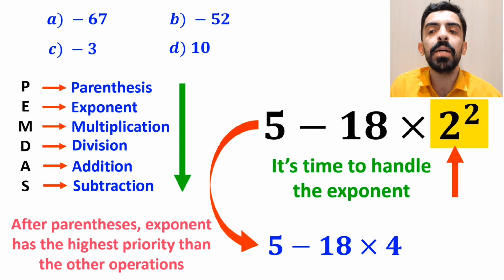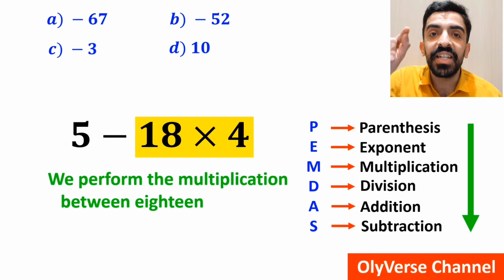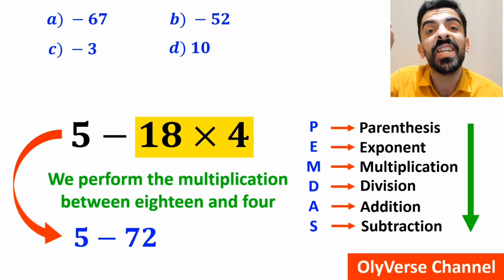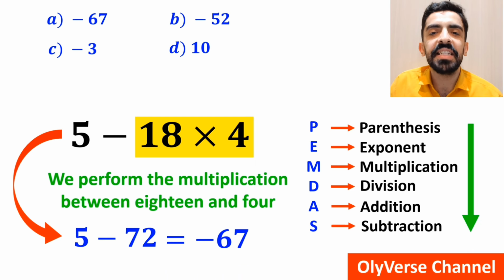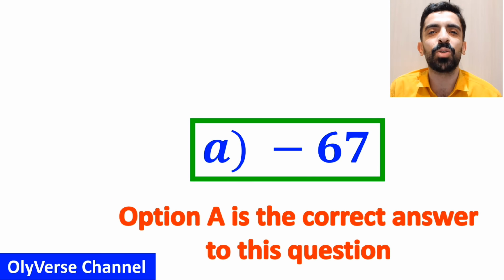So, this expression becomes 5 minus 18 multiplied by 4. And the final step, we perform the multiplication between 18 and 4 and simplify this expression to 5 minus 72, which finally gives us the answer negative 67. That's great. Option A is the correct answer to this question.